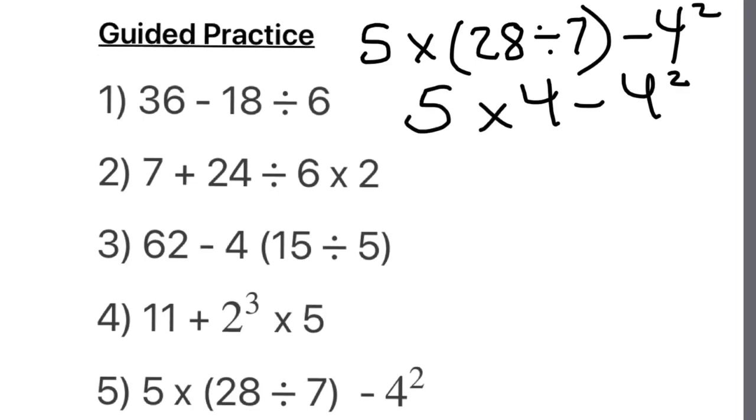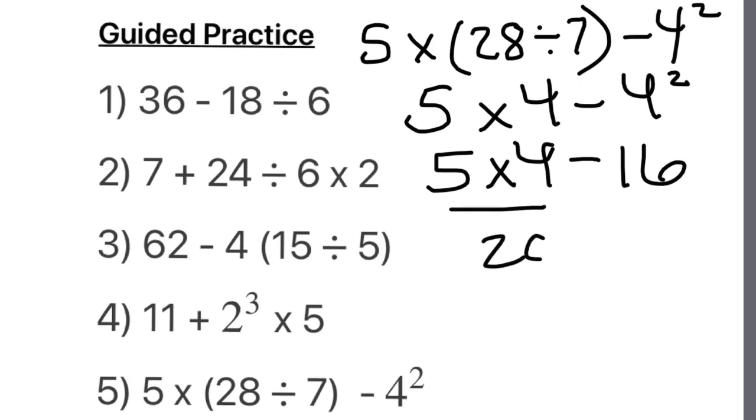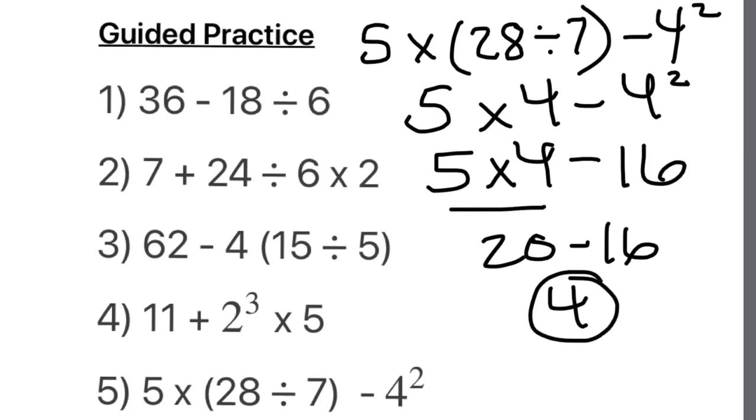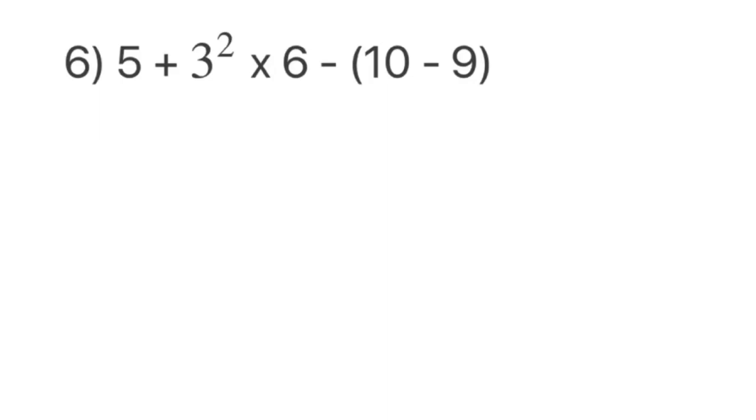My order of operations tells me after parentheses to do exponents. So 4 squared is 4 times 4, which is 16. Copy everything else. Then I'm going to multiply and divide left to right. This problem has multiplication in it. 5 times 4 is 20. Minus 16 is 4. So hopefully we're doing a great job with this. We've got some more practice problems to try. So let's pause the video and try number 6 on our desks now.